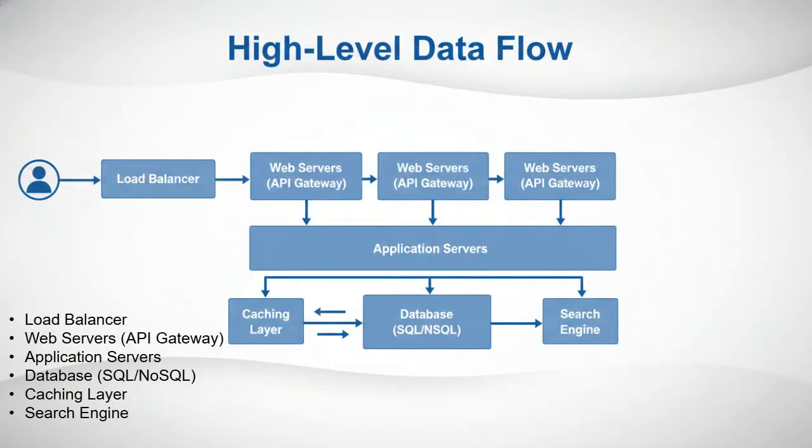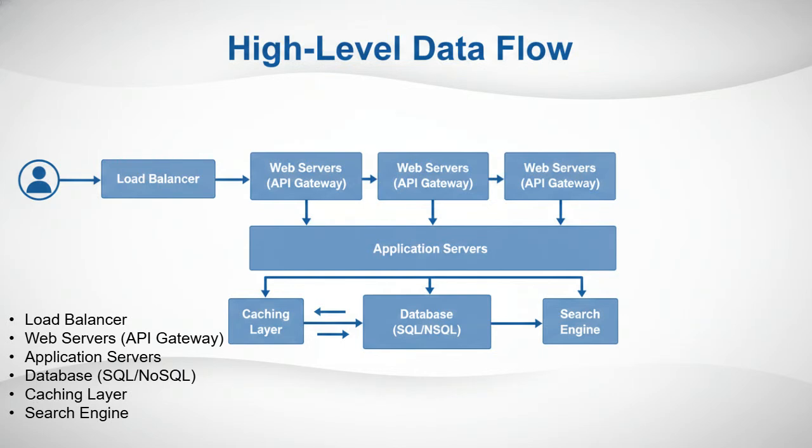Let's outline the high-level architecture. At the forefront, a load balancer distributes incoming user requests across multiple web servers, ensuring no single server is overwhelmed and providing fault tolerance. These web servers, often acting as API gateways, then forward requests to application servers responsible for business logic execution, such as processing user authentication, creating posts, or updating profiles.